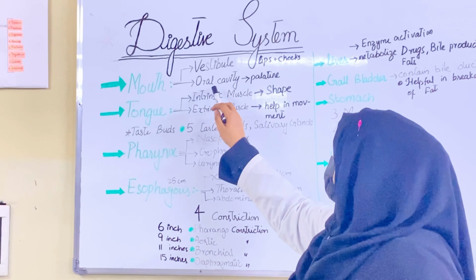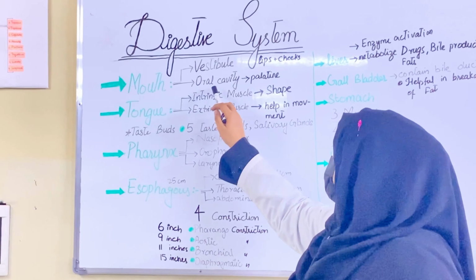Then after that we have the salivary glands. You can see here these three are salivary glands. This one is the parotid gland, this one is the sublingual gland and this one is the submandibular gland. After this we have the pharynx. The pharynx is divided into 3 parts. Nasopharynx, which is from here to here, and oropharynx and laryngopharynx. Here we finish our pharynx.